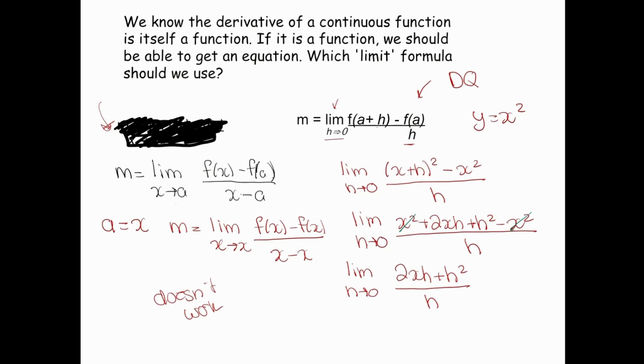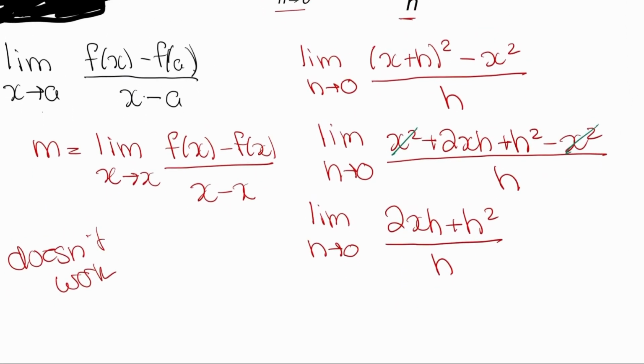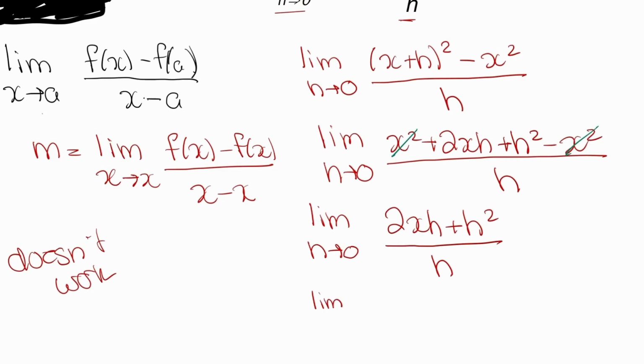Now we need to get rid of that h on the bottom, and to do that we're going to pull out a common factor. So the limit, and the common factor that we're going to pull out, remember, is h, because that's ultimately what we want to try and get rid of on the bottom here. So the limit as h approaches 0 is equal to h(2x plus h) all over h. Now we have succeeded in eliminating that h from the bottom. We are left with the limit as h approaches 0 is equal to 2x plus h.